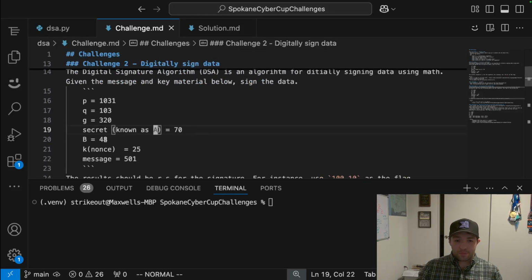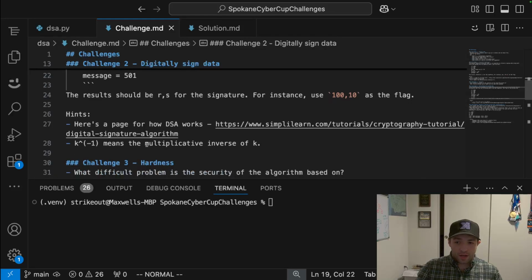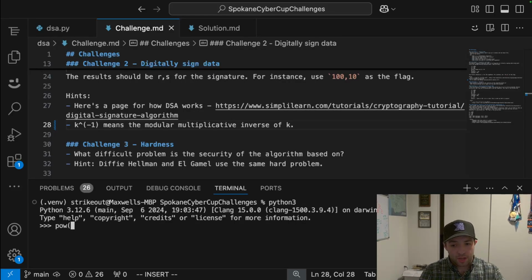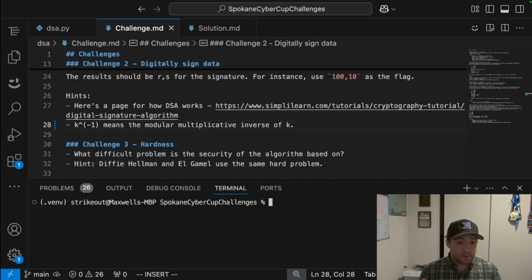Cool. So this challenge is literally just plugging in numbers. I think the one trick is, I think this actually should be modular multiplicative inverse of K. That's important. So that is the one trick to this, is knowing what the modular multiplicative inverse is. And it's pretty easy to calculate. In Python, you can use the pow function to do that. But you can also find websites. So if you type in modular multiplicative inverse, you'll find it online. You can do it there too. I just like using Python.